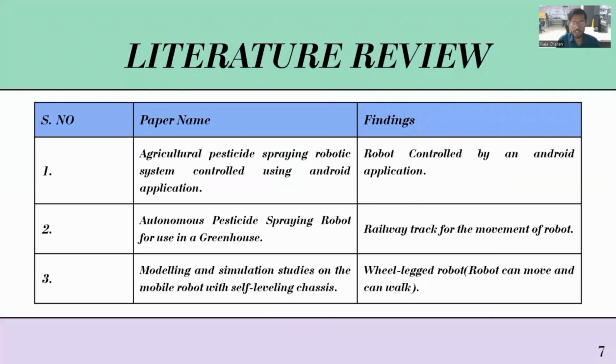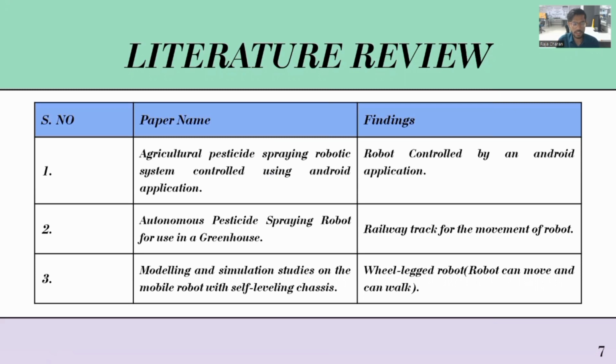So this is the literature review that we went through for making our project. So the very first one is agriculture pesticide spraying robot system controlled using Android application. In this paper we find that the robot can be controlled by an Android application. This paper was published in 2022. So in this project we find that a robot can easily be controlled through an Android application.